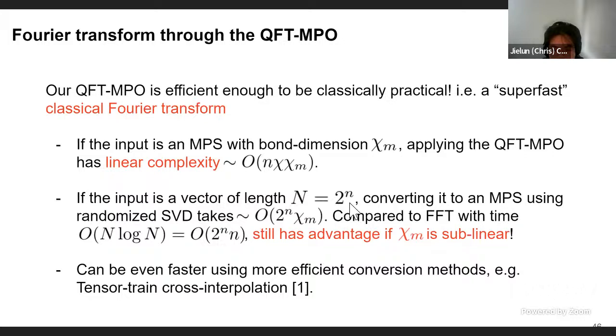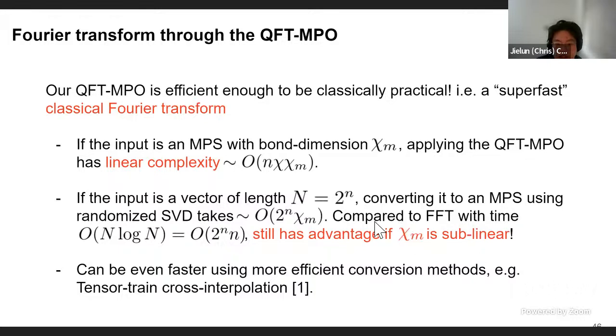If the input is a vector of length N, equal to 2 to the power of small n, we can convert it to an MPS first using, for example, randomized SVD, which takes time exponential in the number of qubits, but linear in the bond dimension of the underlying MPS. Compared to the FFT, which is linear in the number of qubits, we still have an advantage if the bond dimension is sublinear. For example, for constant bond dimension MPS, we will always gain some advantage over just doing this naive simulation. We can even be faster by using more efficient conversion methods such as so-called tensor chain cross interpolation.